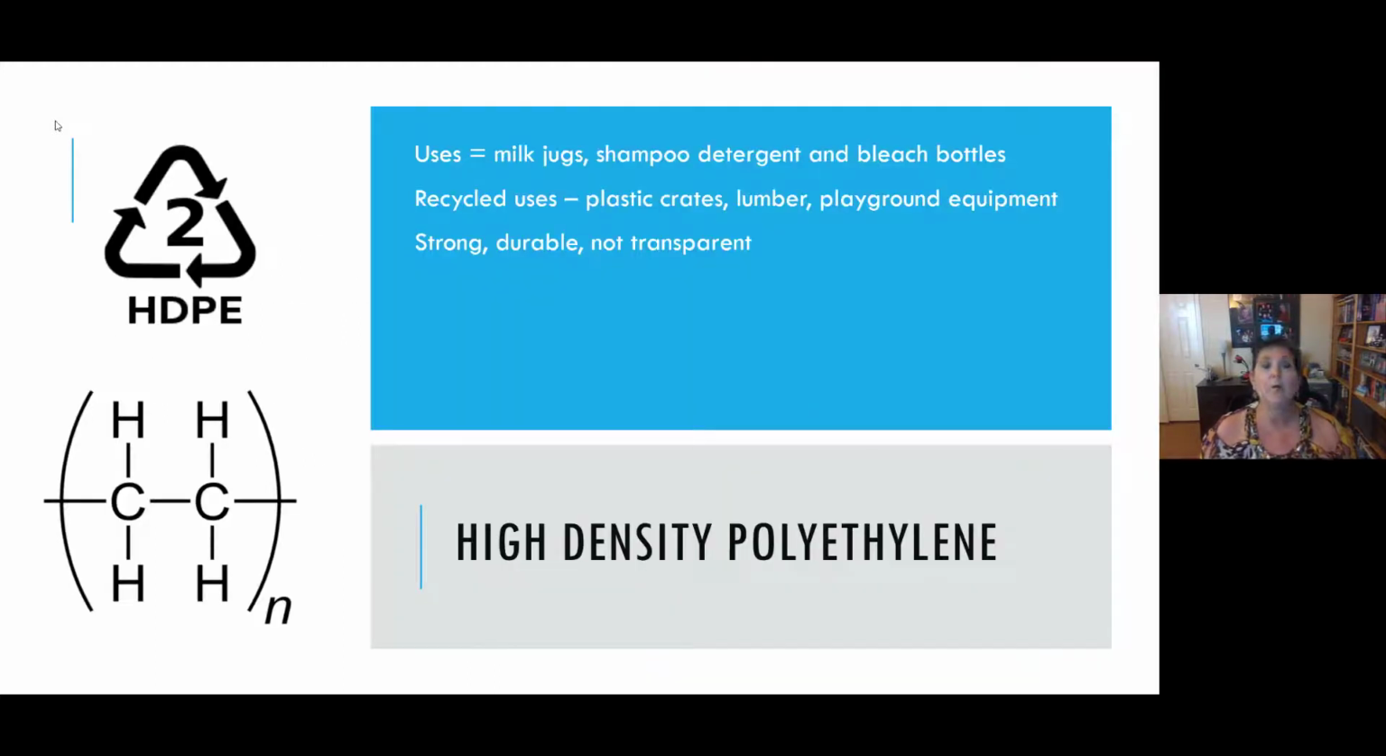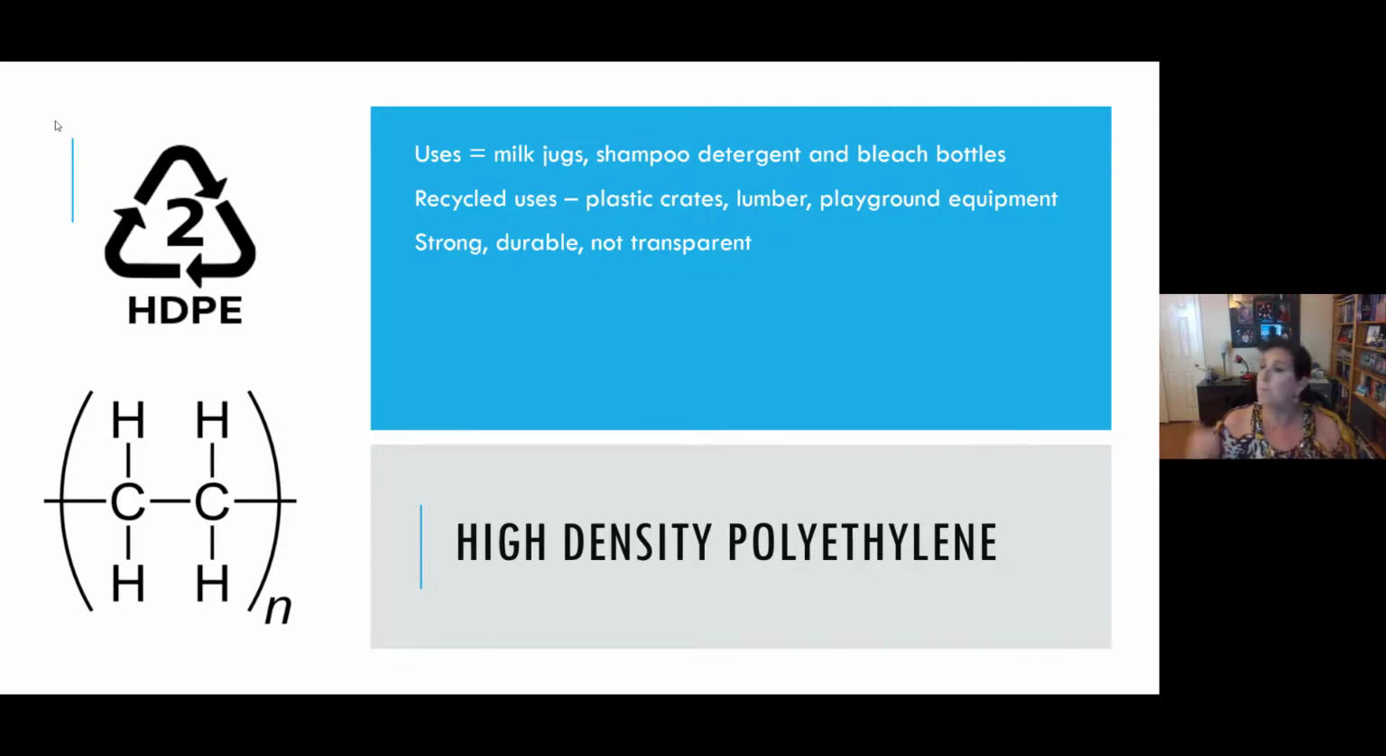Number 2, HDPE. You need to remember that. High density polyethylene. Number 2, HDPE. Uses. These are your really thick containers like milk jugs, shampoo bottles, laundry detergent bottles, bleach bottles. You typically cannot see through them. They are recyclable. We can recycle them and make crates and lumber and playground equipment. They're strong and durable and not transparent.